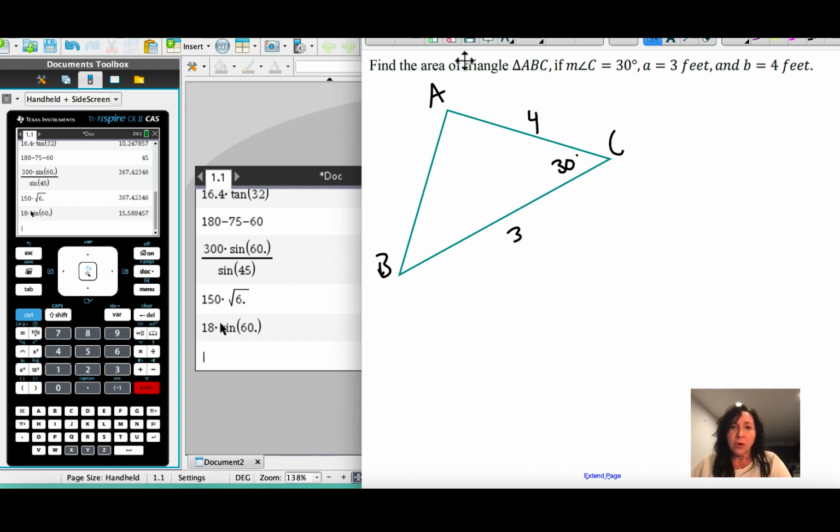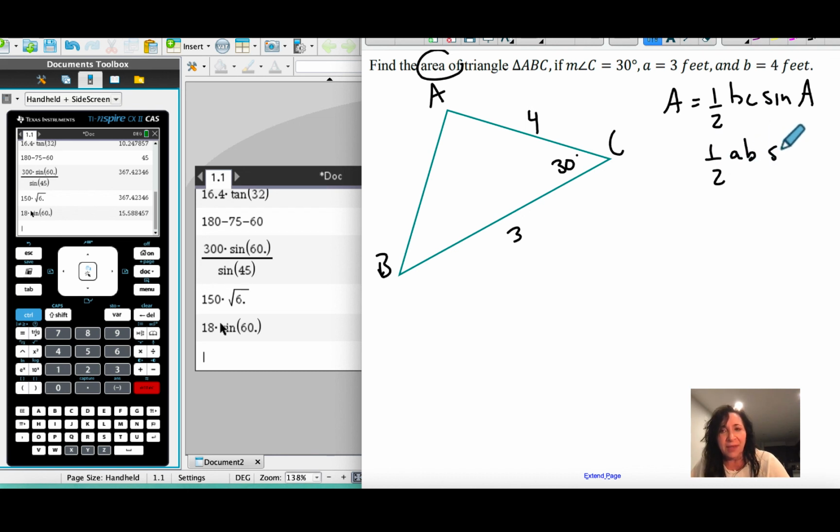What do we want to know? Oh, find the area of this triangle. Well, okay. We have different values. We know the different formulas for area, right? We've got 1/2 BC sine A. We would go 1/2 AB sine C. Or you'd go 1/2 AC sine B.